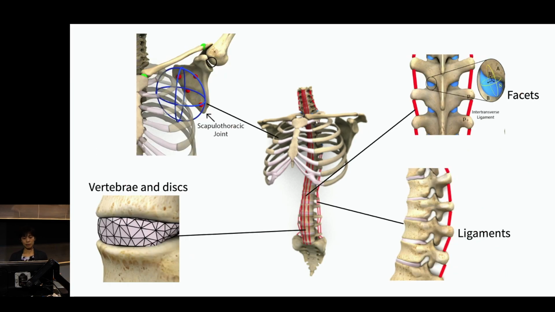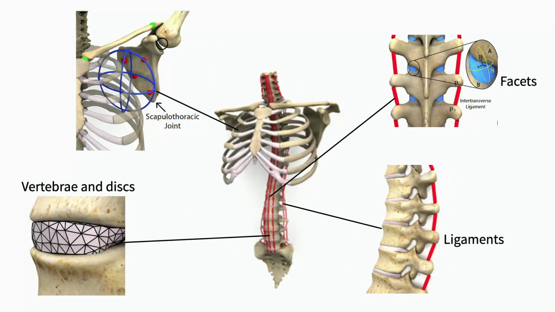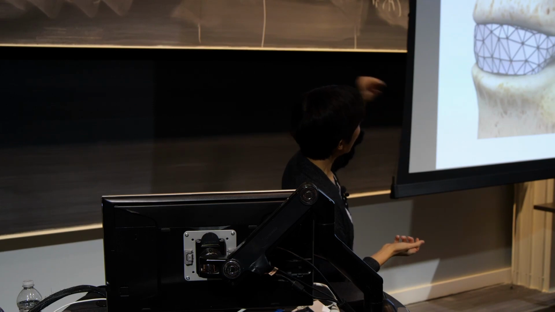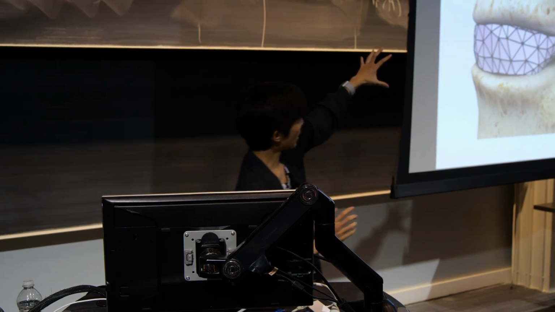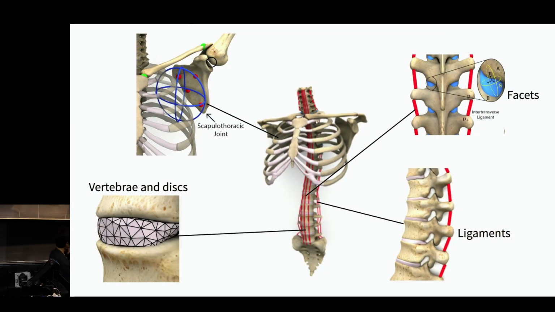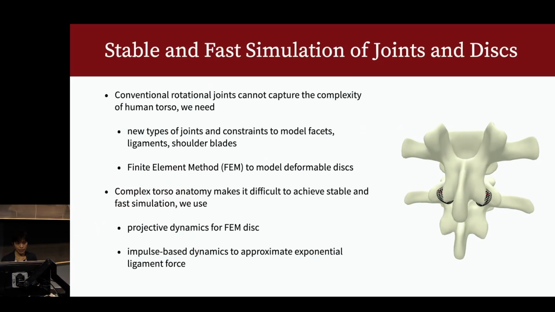And this is unfortunate because when you look beyond locomotion, there are a lot of human activities that require complex spine and shoulder movements. So in this project, we want to model all of these. We want to model the vertebrae, the discs between vertebrae bones, and the facet joints and ligament joints. And also, for the shoulder complex, we will model the clavicles, the scapulae, and also the rib cage.